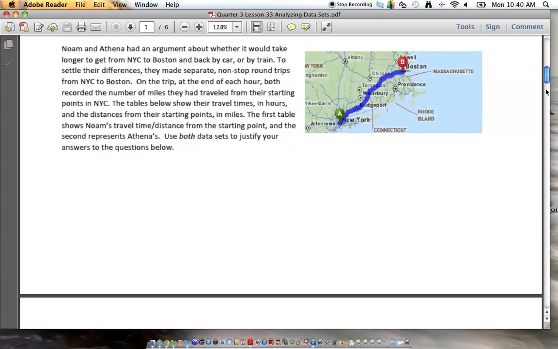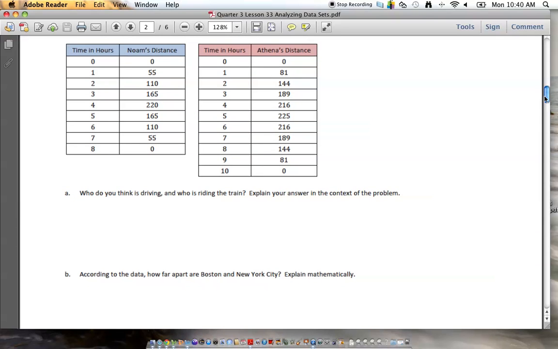So here is the table, and there's Noam and there's Athena. Be careful here, this is the distance from New York City on this table. This is not just the amount of distance you've covered. Okay? So he starts at time 0. Noam is 0 miles from New York City. Then he's 55, 110, 165, 220, 165, 110, 55, 0. Okay? Over here, Athena goes 0, 81, 144, 189, 216, 225, 216, 189, and so on and so forth.